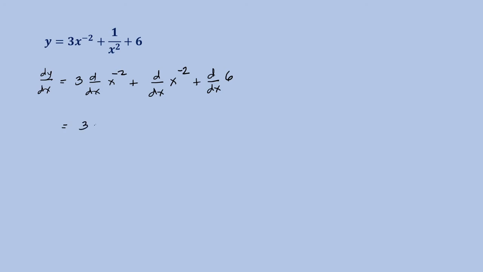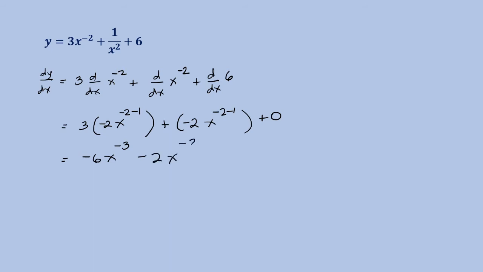So we have 3 times the derivative of x raised to negative 2 is negative 2, x raised to negative 2 minus 1, plus x raised to negative 2 would be negative 2, x raised to negative 2 minus 1, and then the derivative of 6 is 0. To simplify, we have 3 by negative 2 is negative 6, x, negative 2 minus 1 is negative 3. This would be negative 2, x raised to negative 3.